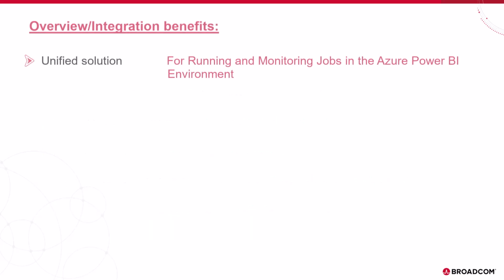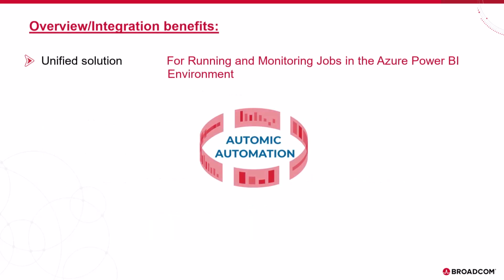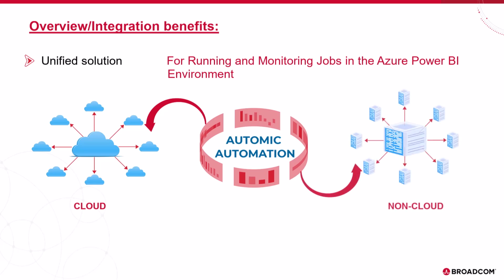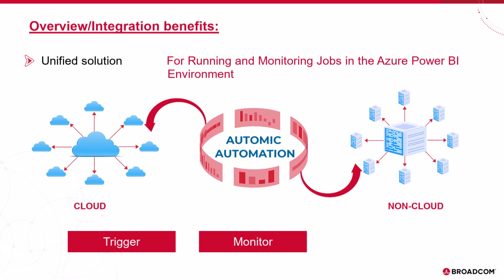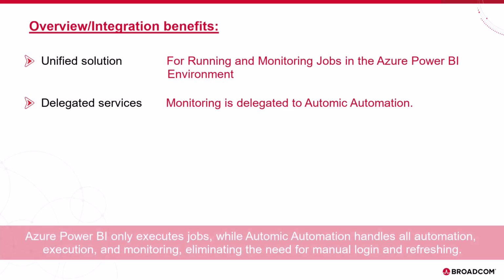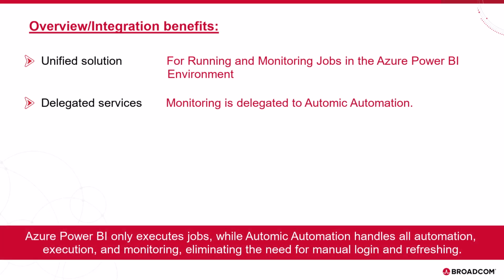Automic Automation plays a central role in orchestrating operations across multiple environments, including the cloud. Automic Automation synchronizes these processes with other, non-cloud operations. By integrating Azure Power BI, we can configure process automation centrally in Automic Automation and then trigger, monitor, and supervise everything in one place. Azure Power BI processes can then be synchronized with all other environments routinely supported by Automic Automation. Azure Power BI's role is reduced to execute the jobs. All other functions, especially those pertaining to automation, are delegated to Automic Automation.